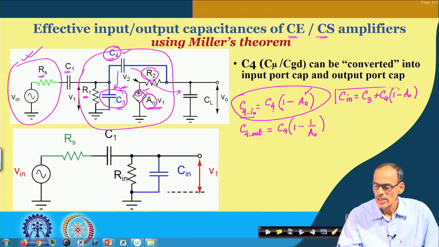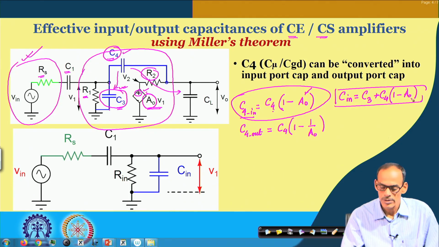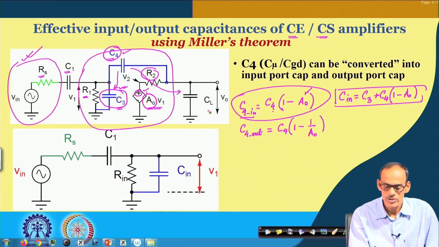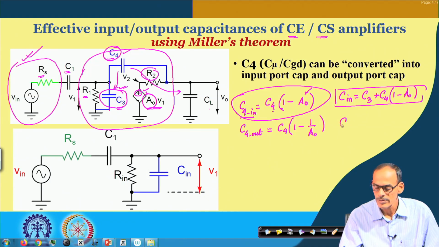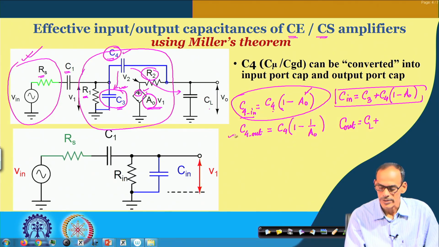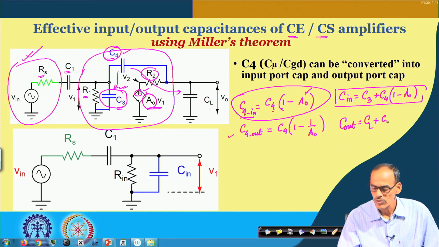On the other hand, the output capacitance, net output capacitance, of course, we do have CL. So, the CL is coming as is, plus this part, namely C4 multiplied by 1 minus 1 by A naught.